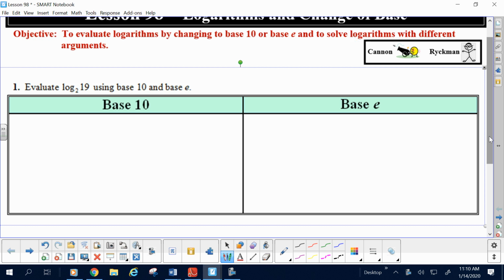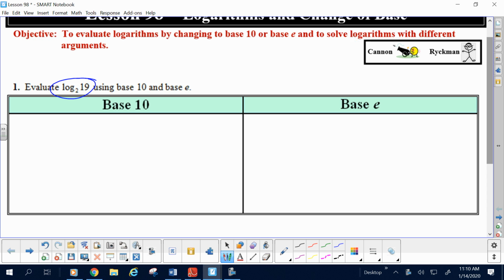The idea is to put this into base 10. I think you'll agree right now it's base 2. Let's start by calling it x equals log base 2 of 19. Rather than just some floating log base 2 of 19, give it an x. Call it x.